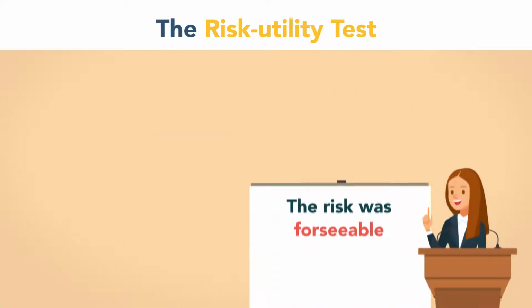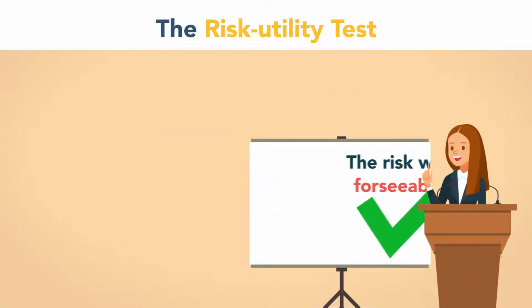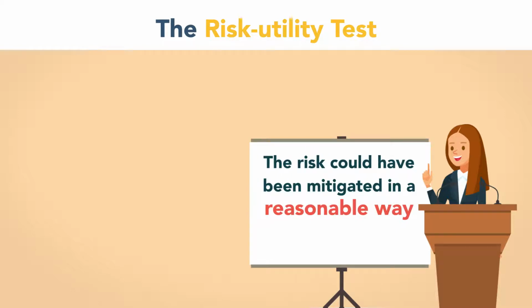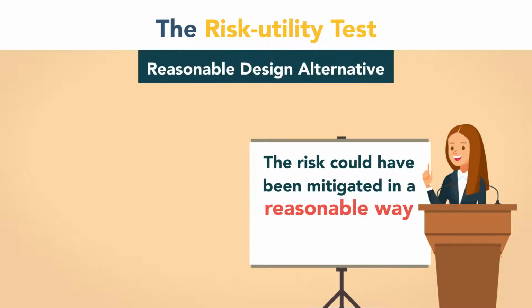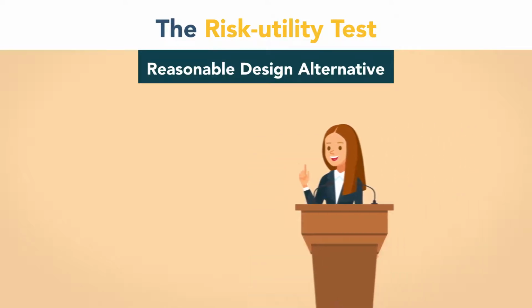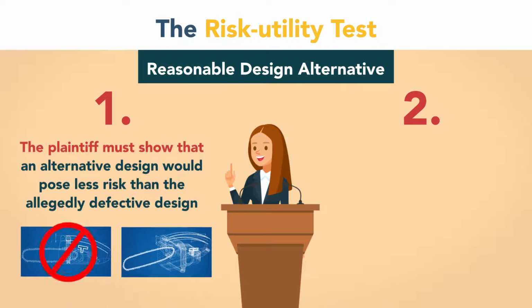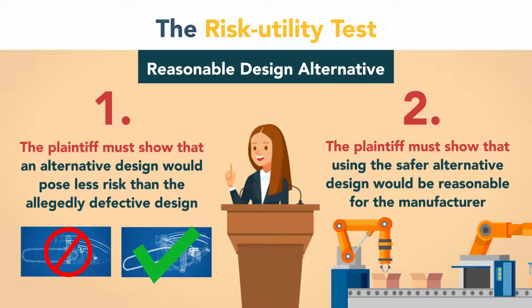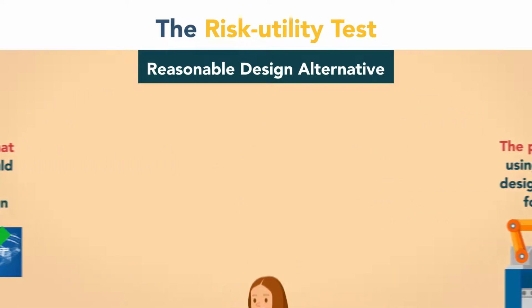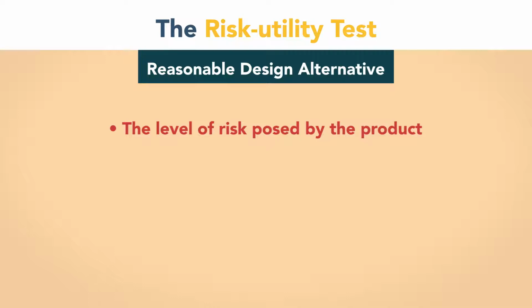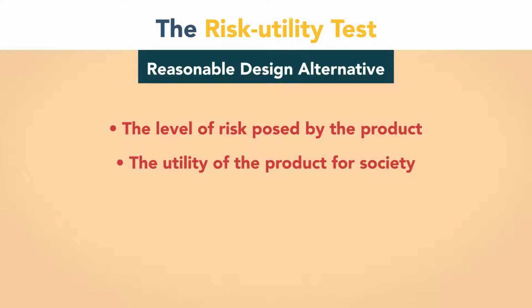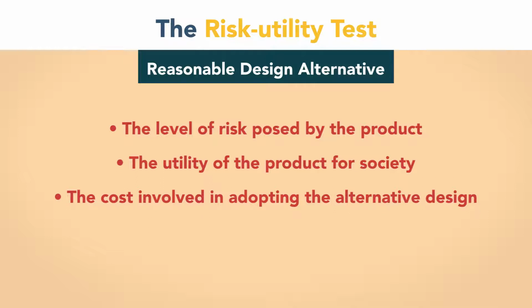If the plaintiff can make the case that the risk was foreseeable, she must still establish that the risk could have been mitigated in a reasonable way. This reasonable design alternative is the second element of the risk utility test. The reasonable design alternative has two components. First, the plaintiff must show that an alternative design would pose less risk than the allegedly defective design. In addition, she must demonstrate that using the safer alternative design would be reasonable for the manufacturer. This reasonability test depends on the level of risk posed by the product, the utility of the product for society, and the cost involved in adopting the alternative design.